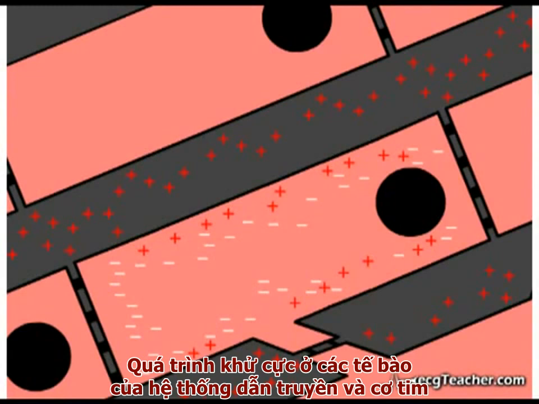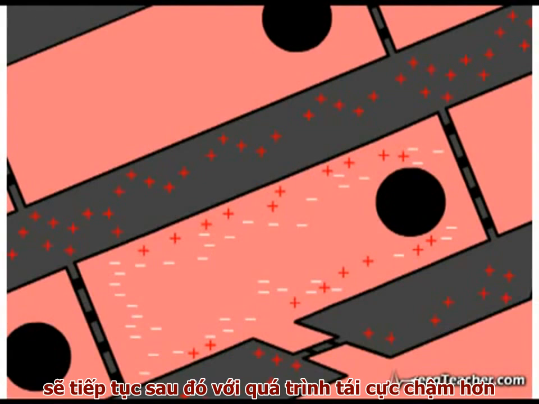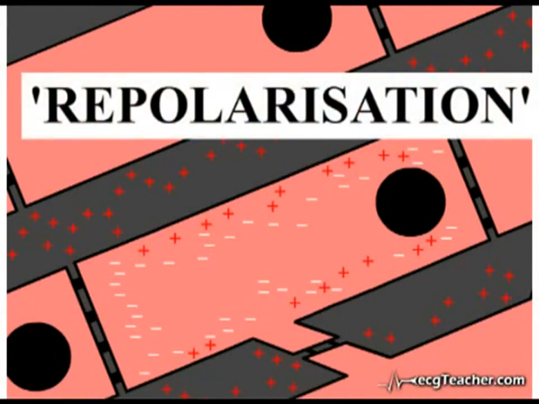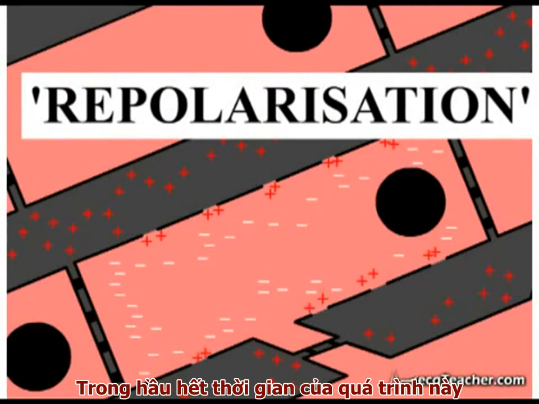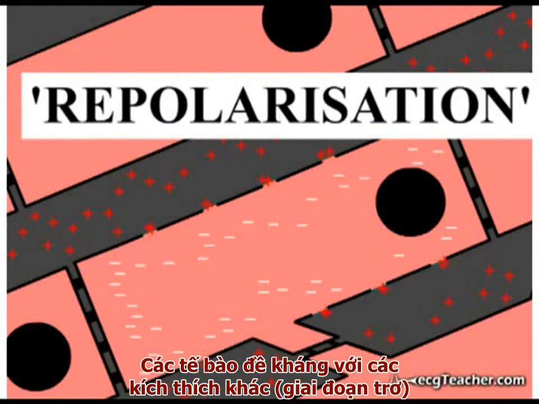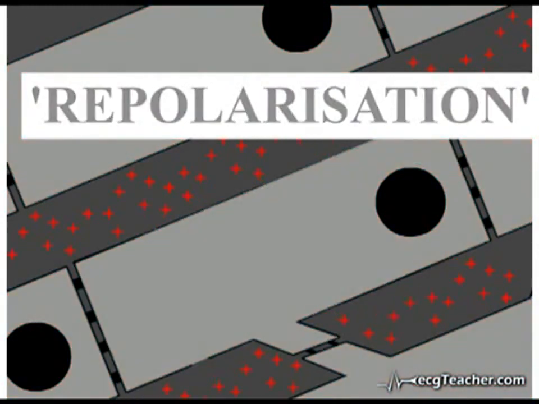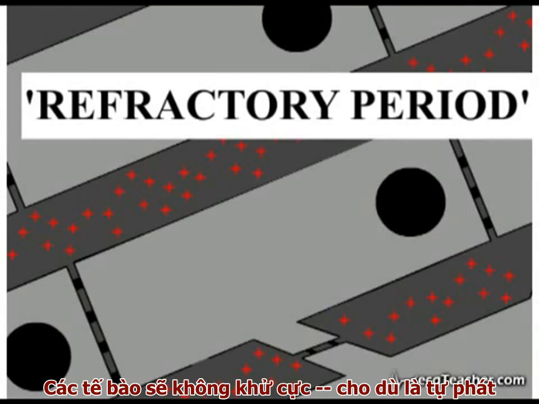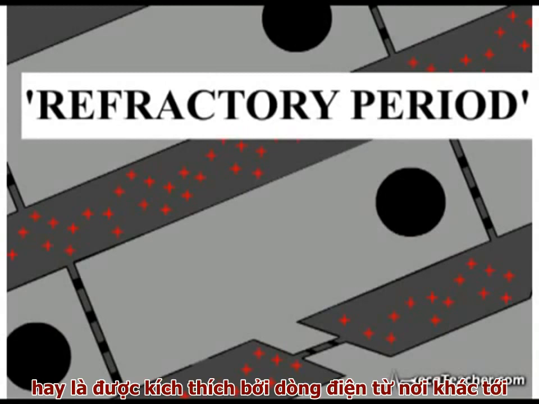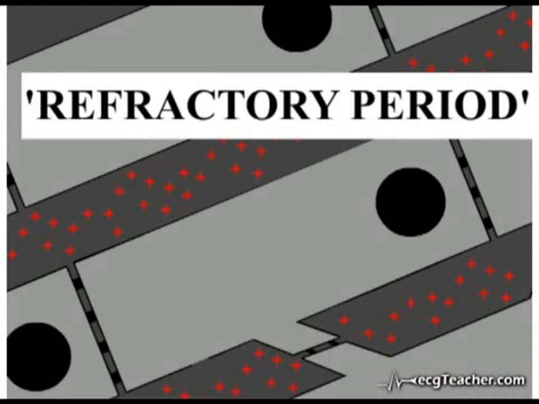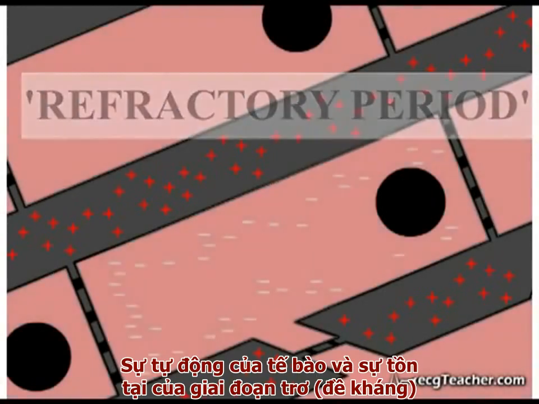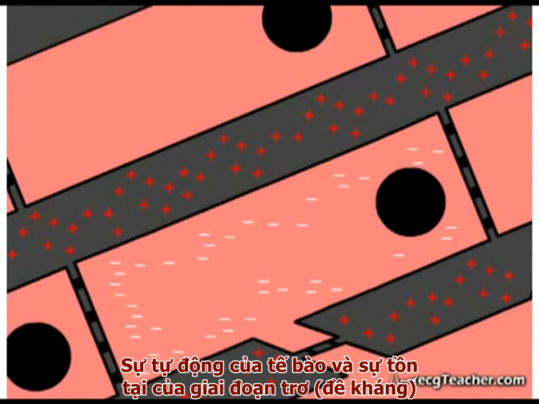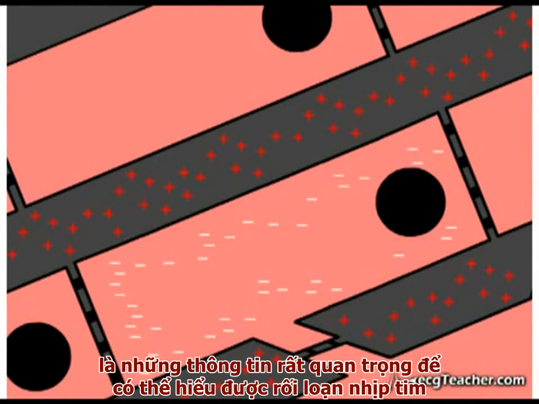Cellular depolarization in conducting tissue and myocytes is followed by a slower phase of repolarization, and during much of the latter process the cell is refractory to further stimuli. During this refractory period, the cell will not depolarize either spontaneously or in response to an external stimulus. Cellular automaticity and the existence of the refractory period are crucial to understanding cardiac arrhythmias.